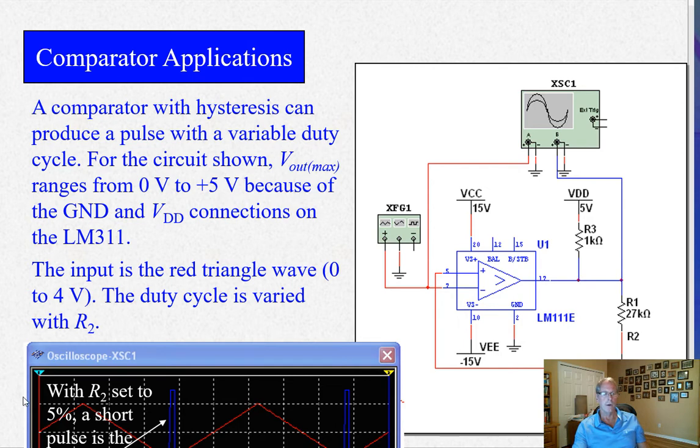So with R2 set to 5%, a short pulse is the result. So this is a good example. It shows, and you could wire this up in Multisim and see it for yourself on the scope on the output here. You just measure that output as they are here. This obviously isn't the display, but you would see this display.